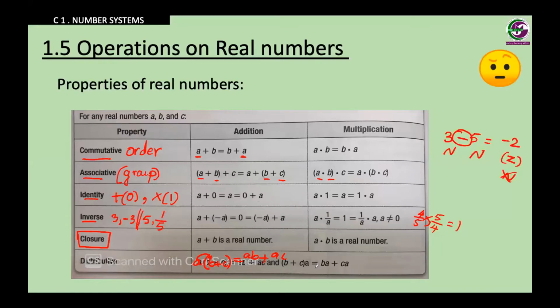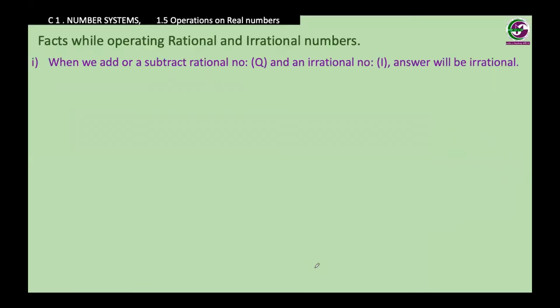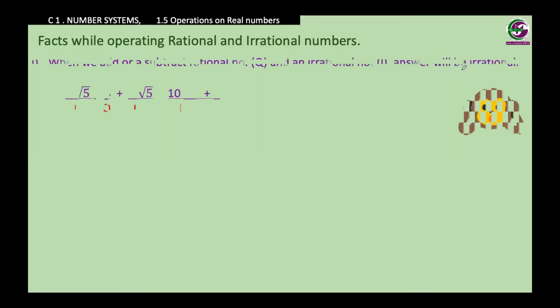Now let us see what are the rules when you add and subtract rational numbers and irrational numbers. Here I'm explaining for you some of the facts that you will come across when you add or subtract rational and irrational numbers. When we add or subtract a rational number with an irrational number, the answer will be irrational, which means if one of them is irrational, your answer is irrational. It is very simple here with this example.